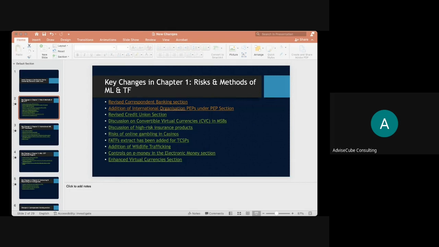Conceptually, they did not change any concept here. However, they have revised it for better clarity.